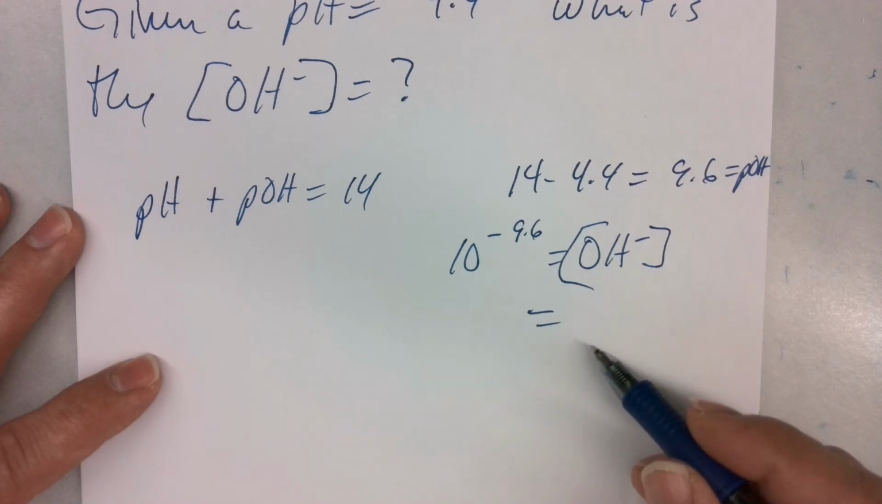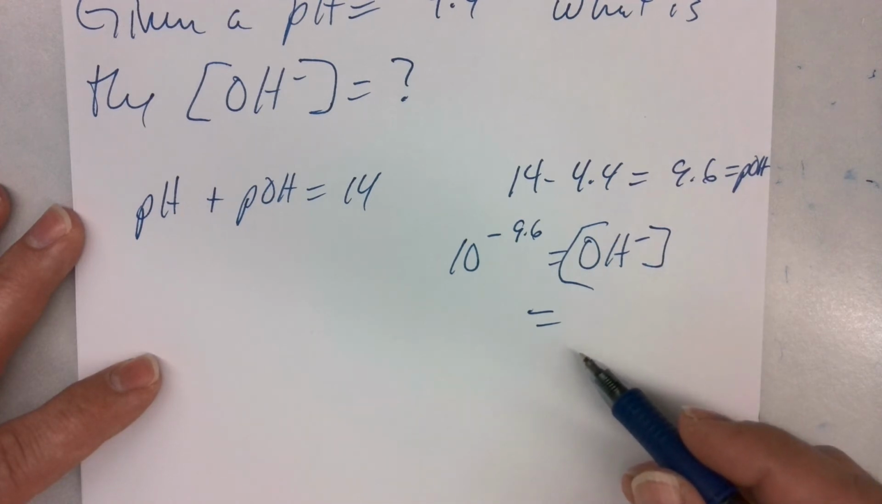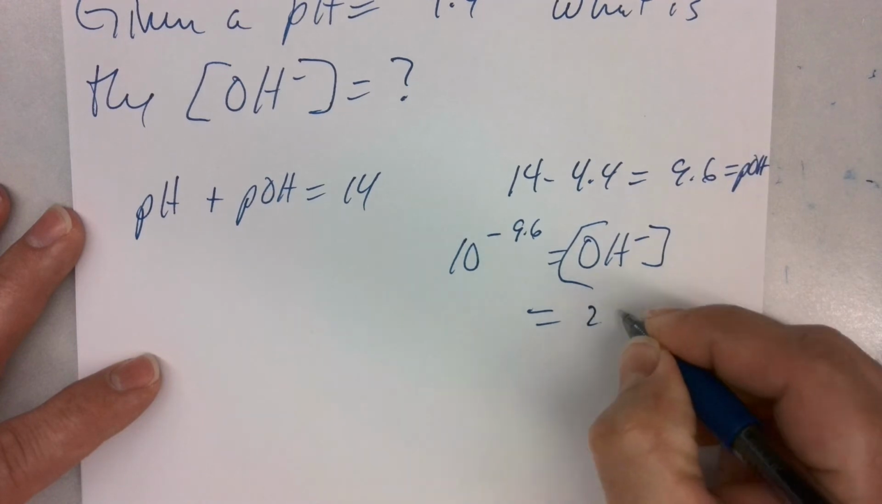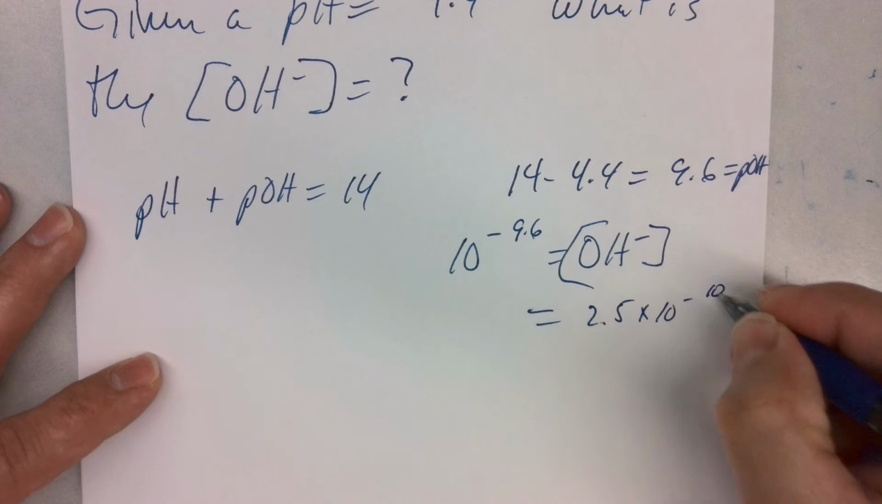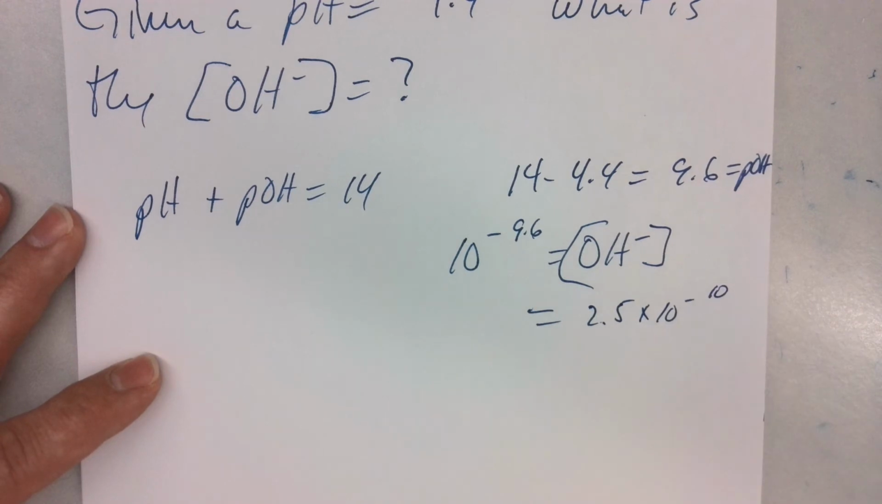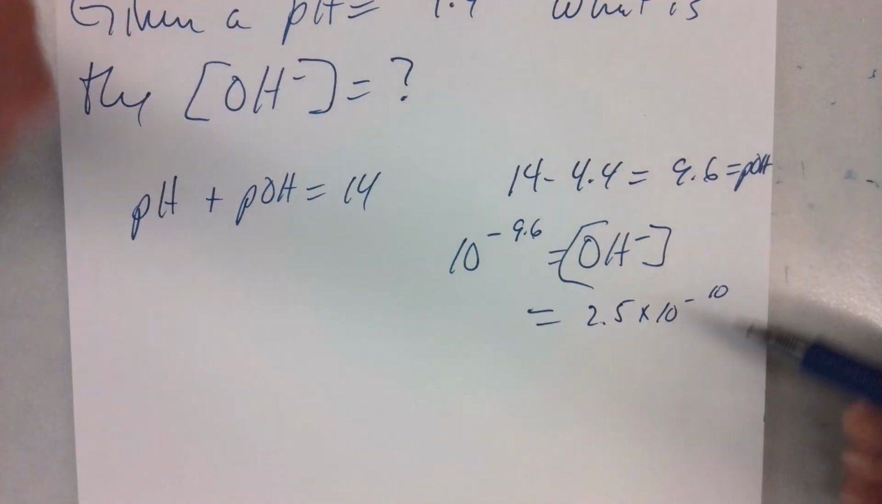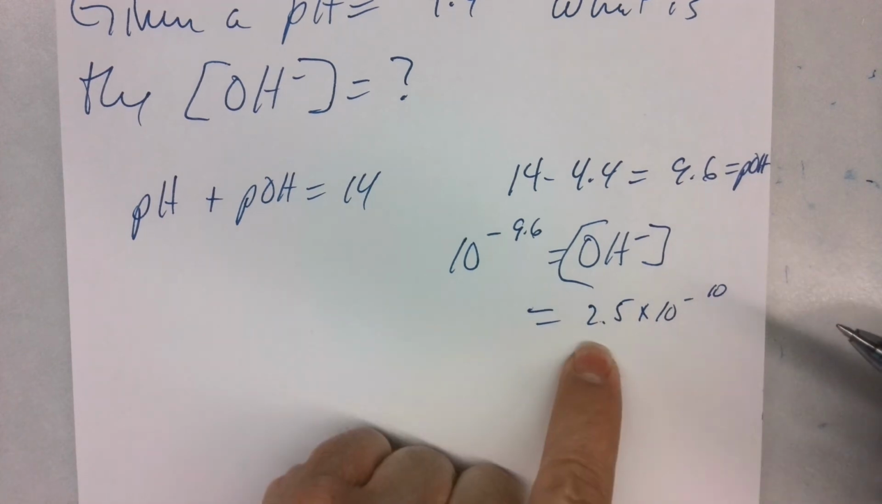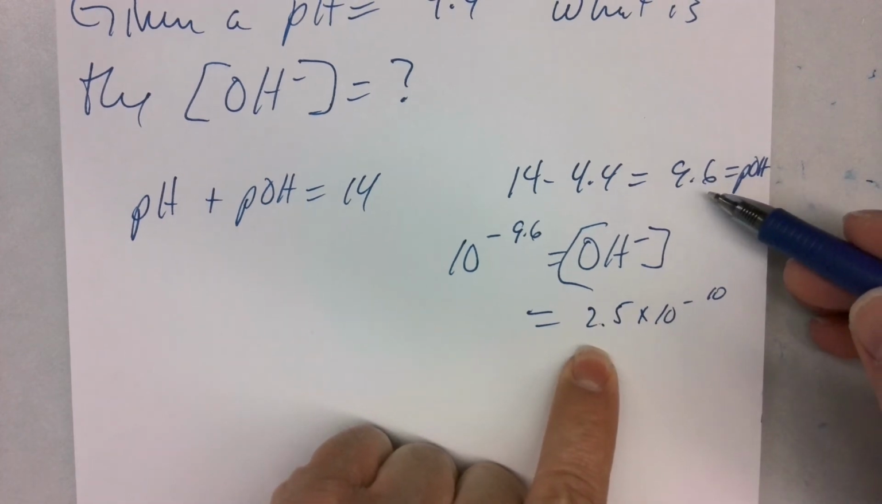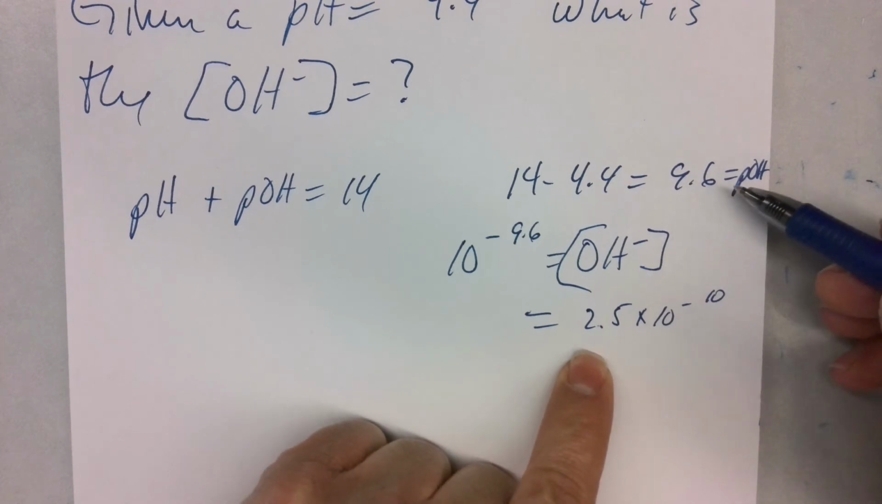Does anybody got this answer? 2.5 times 10 to the negative 10th? Yes. Yeah, and if we remember my little thing, that looks like it is, because it should be 10, but because that went up, that went down, right? Remember that little thing I taught you?